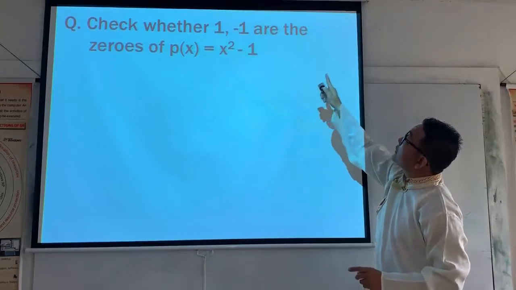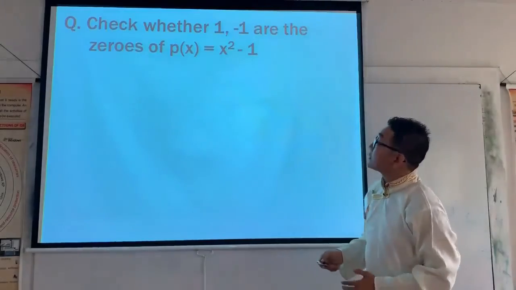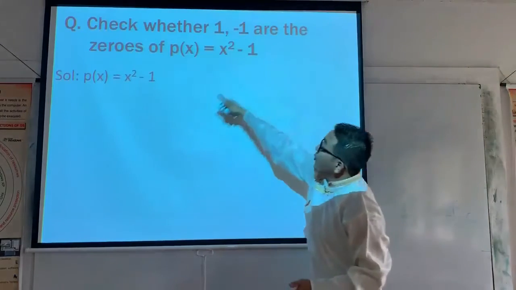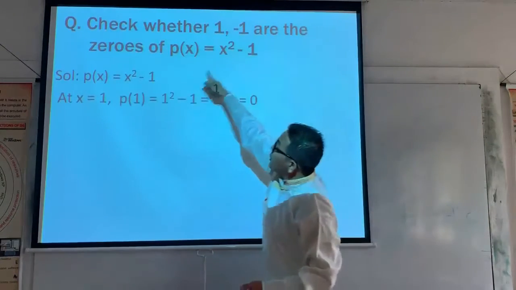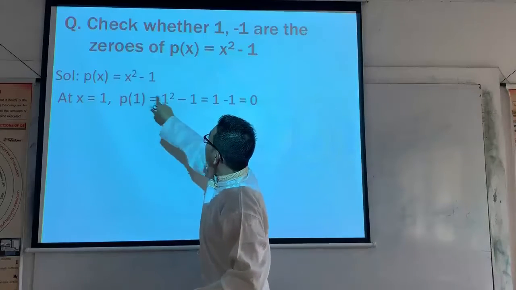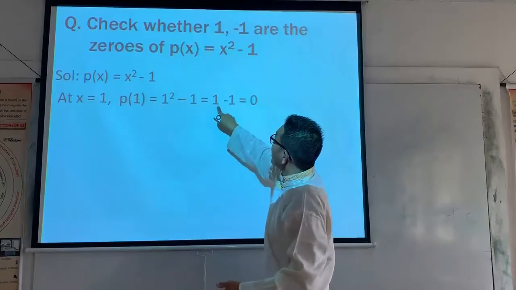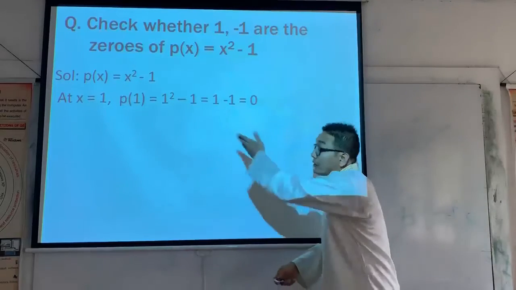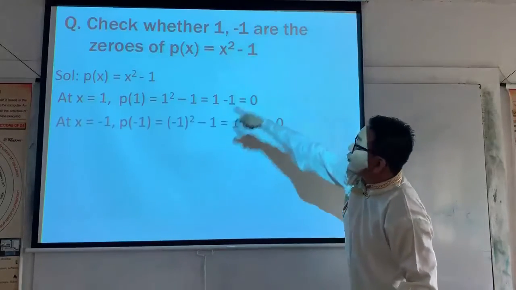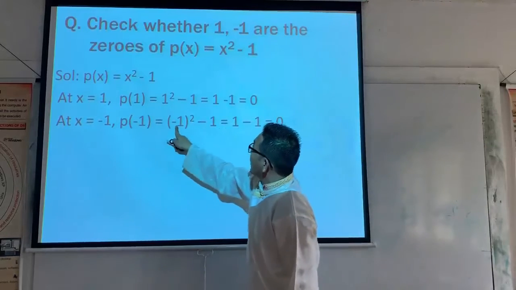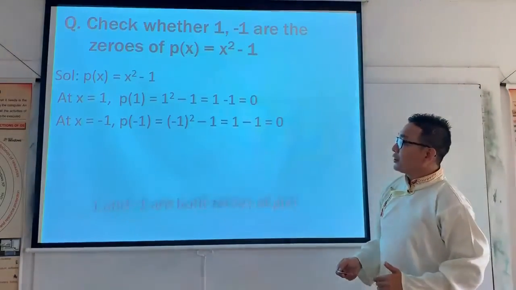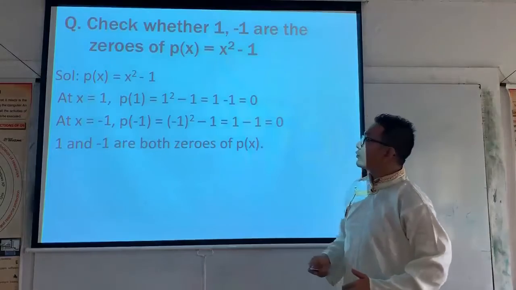Check whether 1 and negative 1 are zeros of this polynomial. Substitute the value in the polynomial. When x is 1, p(1) is equal to 1 squared minus 1, which is 0. And for negative 1, negative 1 squared is 1, minus 1 again 0. So 1 and negative 1 are both zeros of this polynomial.